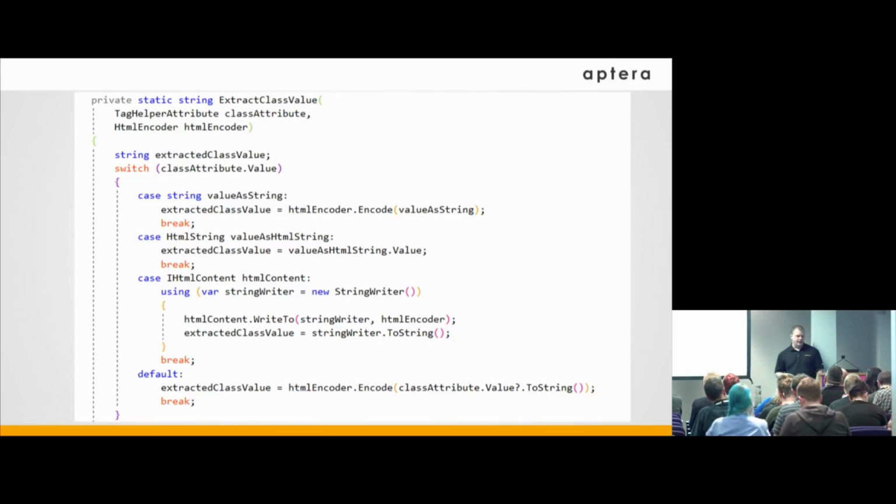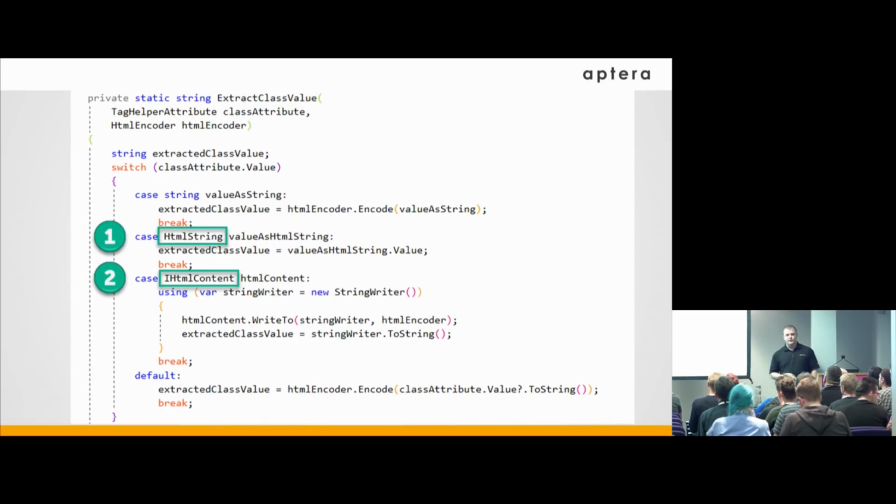Here's some code taken right out of the ASP.NET Core code base. And in this, we are going to switch on one of the attributes that we found in the markup. Remember when I said I promised I would come back to the whole ordering thing? Okay, now we're back. In this case, the class attribute.value could be an HTML string, and the HTML string implements IHtmlContent. So in theory, both of those could match on a given input variable.